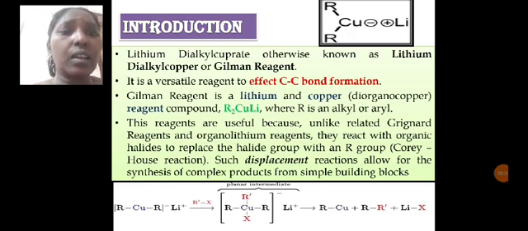These reagents are useful because, unlike related Grignard reagents and organolithium reagents, they react with organic halides to replace the halide group with an R group. Such displacement reactions allow for the synthesis of complex products from simple building blocks.